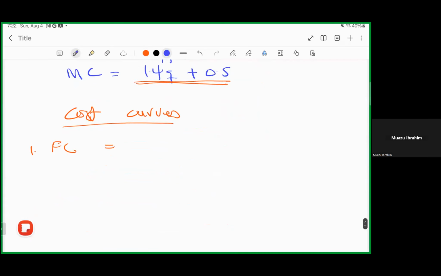Okay, so now in terms of the cost curves, first we talked about what? Fixed cost. And we said this cost is fixed, irrespective of the level of output, which means irrespective of what? Q.